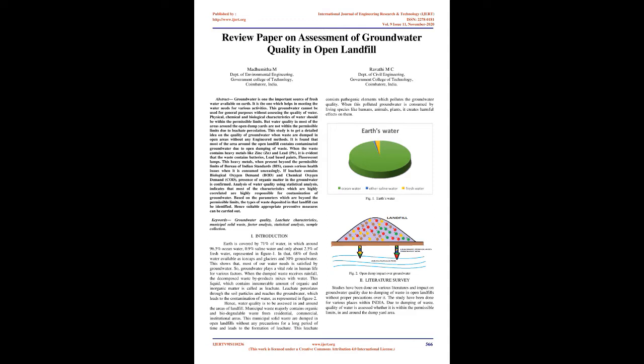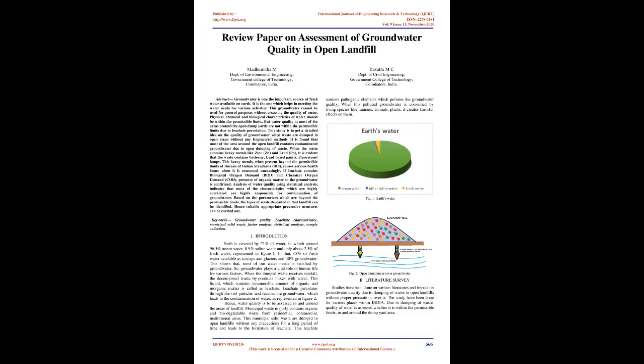Analysis of water quality using statistical analysis indicates that most of the characteristics which are highly correlated are highly responsible for contamination of groundwater. Based on the parameters which are beyond the permissible limits, the types of waste deposited in that landfill can be identified. Hence suitable appropriate preventive measures can be carried out. Keywords: groundwater quality, leachate characteristics, municipal solid waste, factor analysis, statistical analysis, sample collection.